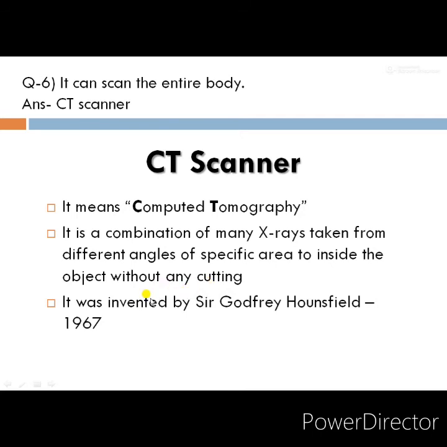This instrument helps us to investigate or diagnose the problems inside a specific area, suppose it is a head injury or a shoulder injury, whatever it may be. For the specific area, this instrument takes photos or film using X-rays from different angles. From this, doctors can diagnose the problem in that particular area. Who invented this? This was invented by Sir Godfrey Hounsfield in 1967. I will show the CT scanner.